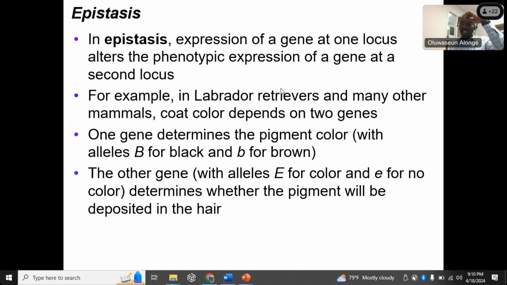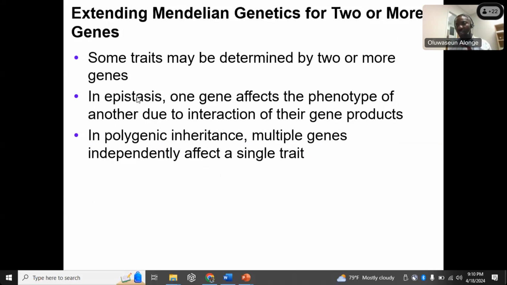Now, epistasis, expression of a gene at a locus which alters the phenotypic expression of a gene at another locus. That is epistasis. Okay? Don't confuse it. I don't know if I flipped it earlier.